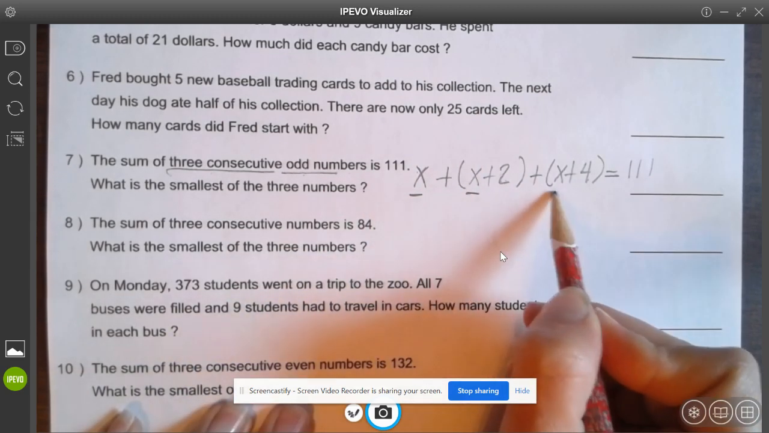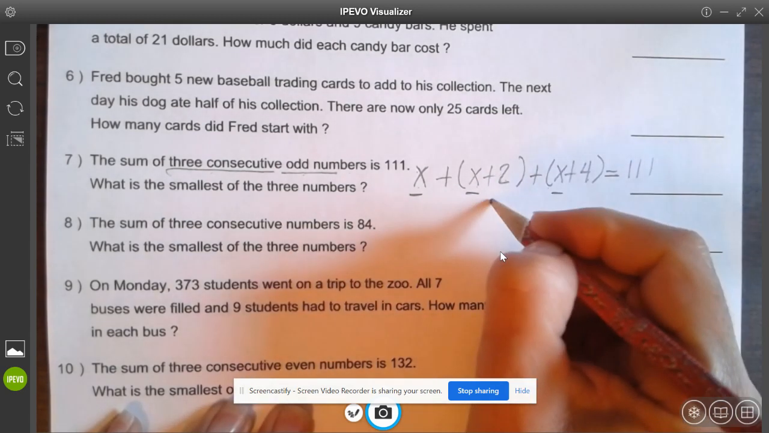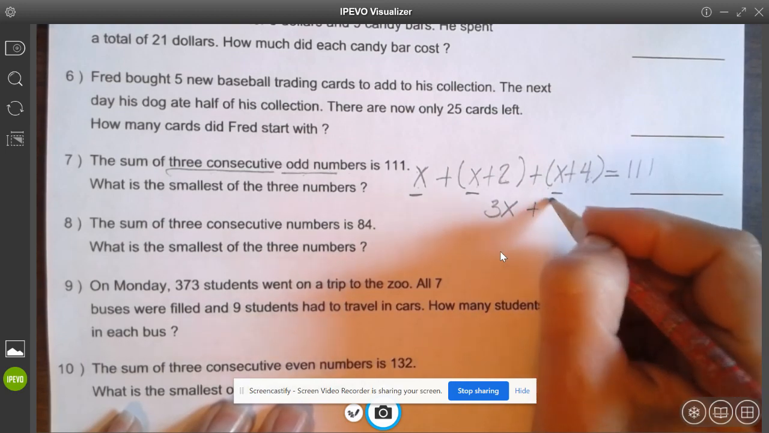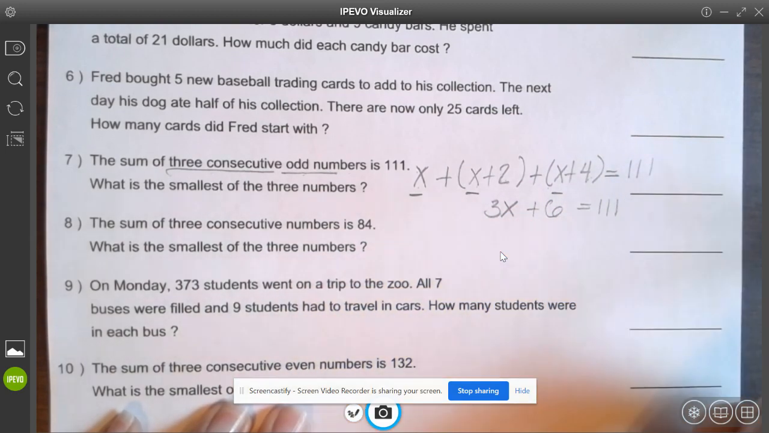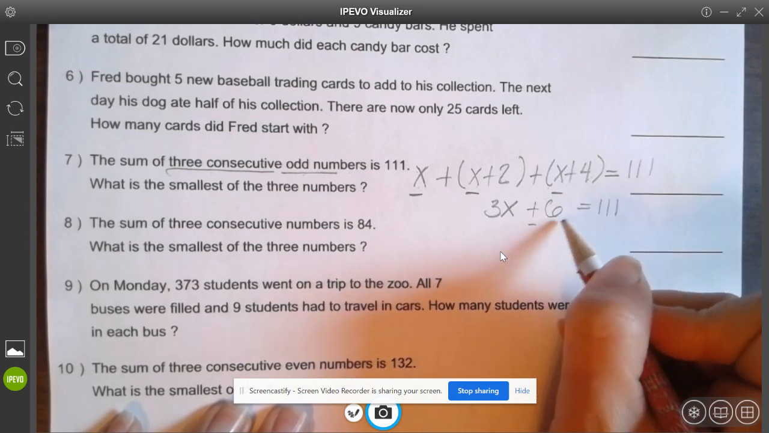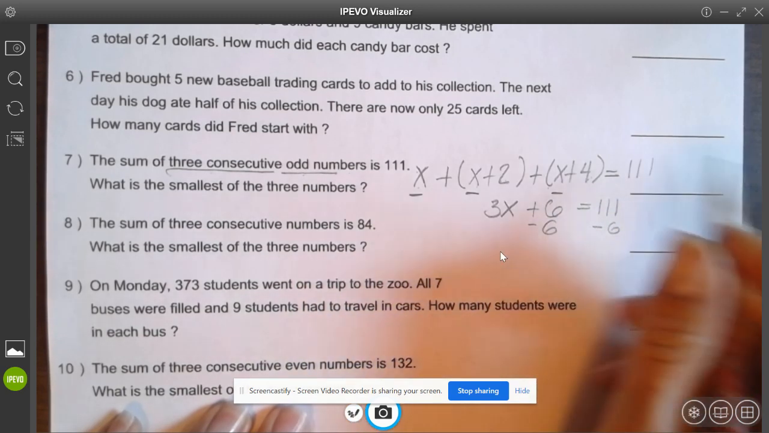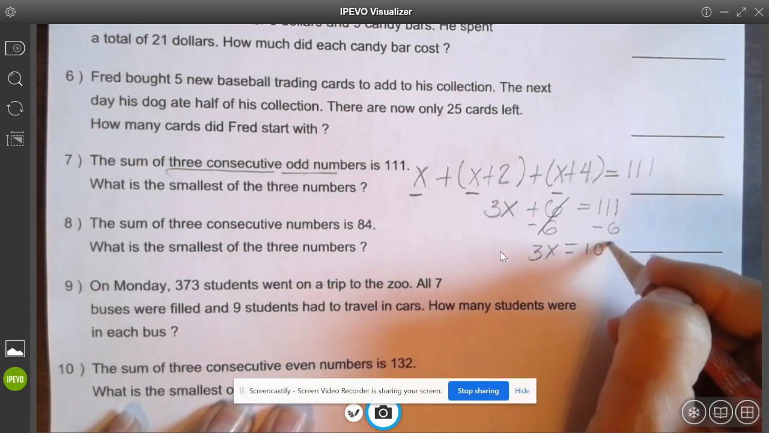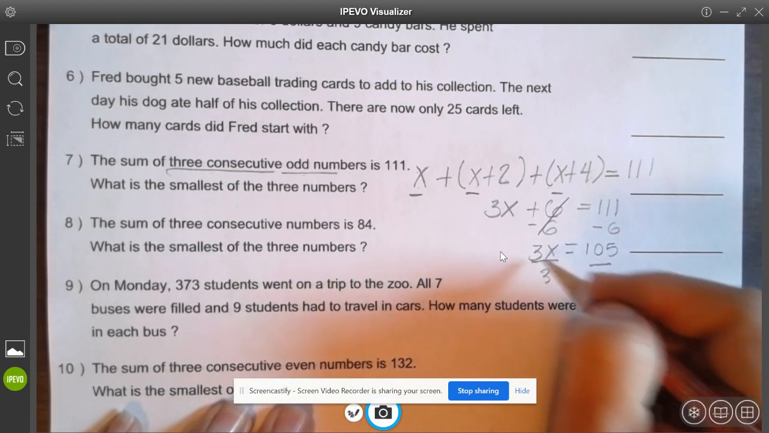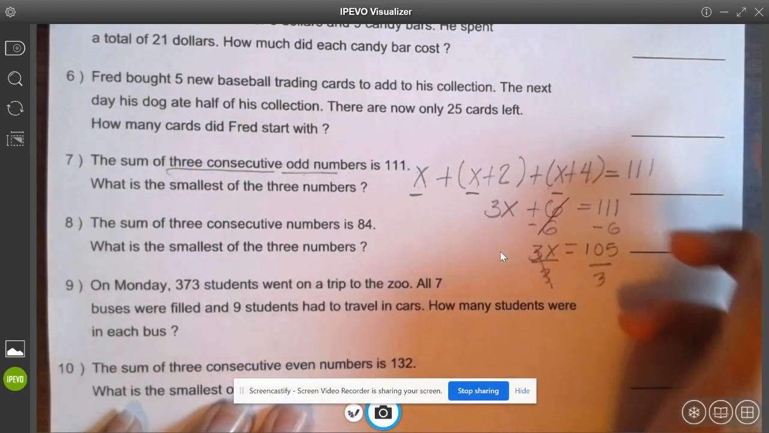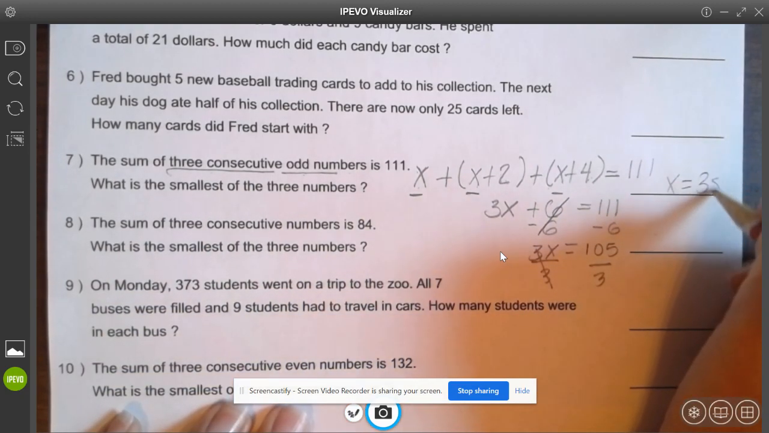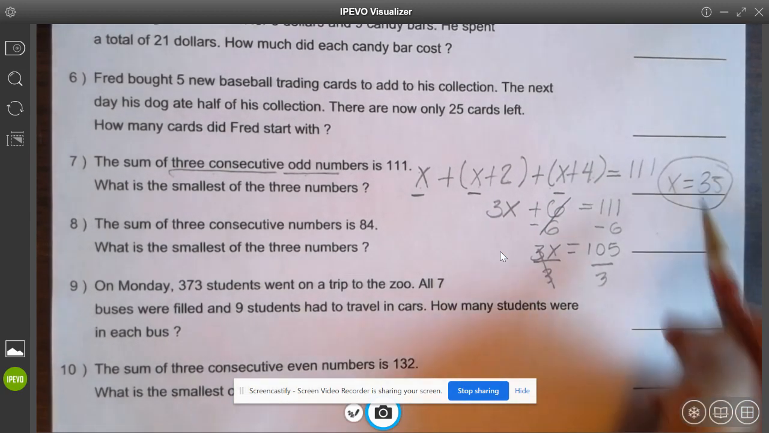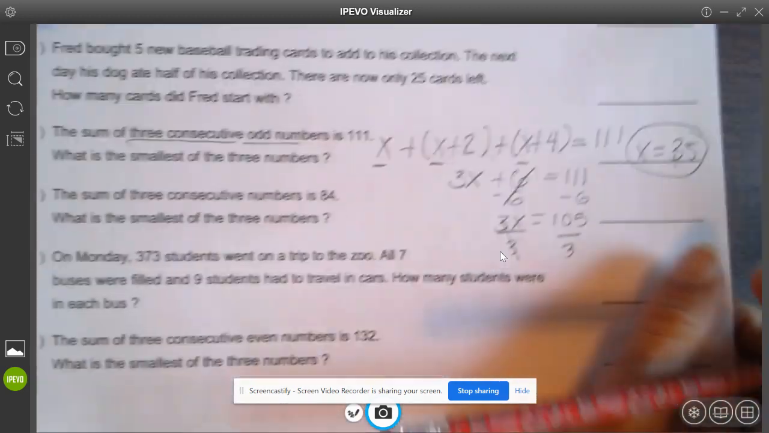Now we combine how many x's we have. That's 1, 2, 3. So 3x, right? And then we just add the numbers 2 plus 4. So that's 3x plus 6 equals 111. Now we get rid of this 6, so minus 6, and then it's 3x equals 105, and then we divide by 3, and x equals 35. This is the smallest of the 3 consecutive numbers that adds up to 111.